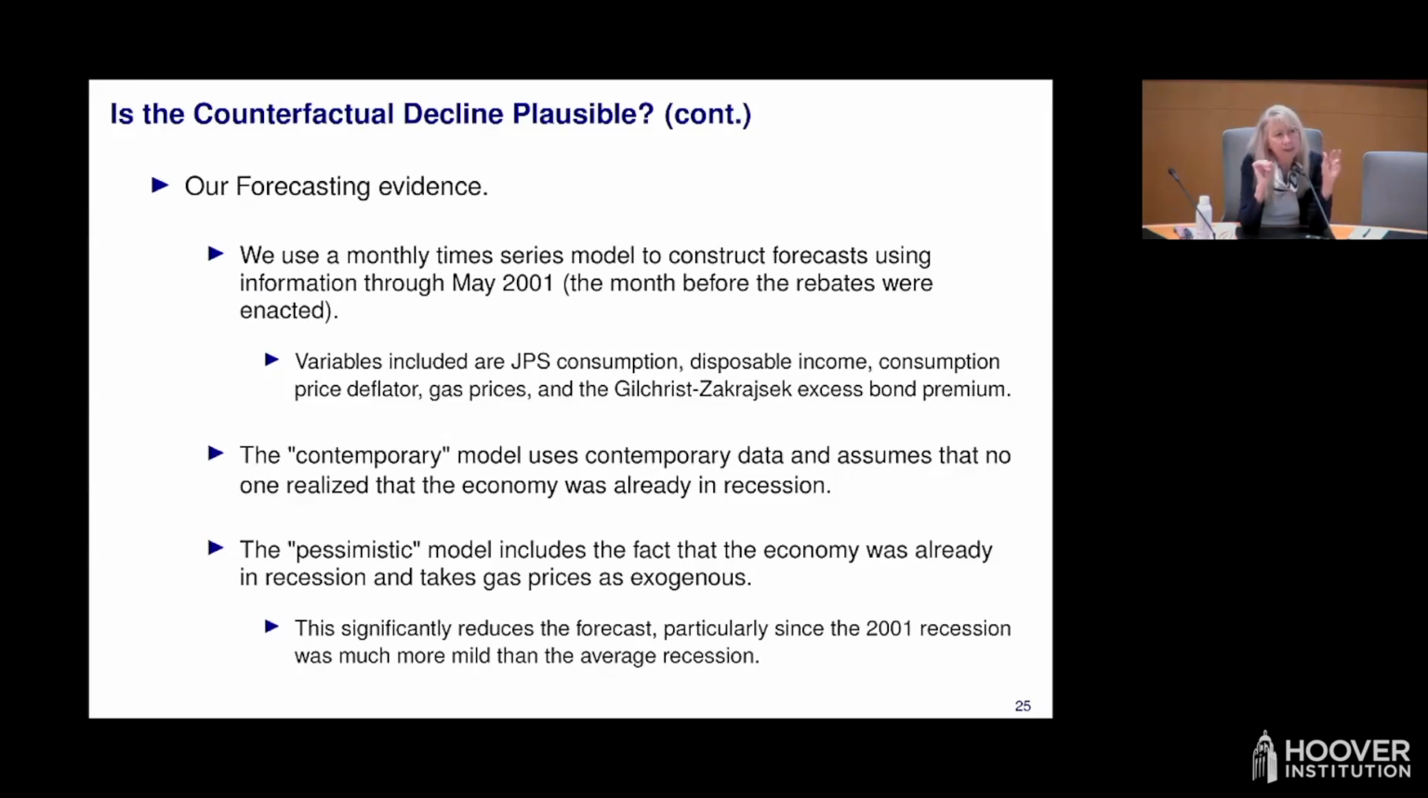So what we call the contemporary model uses information they had since May 2001. It assumes that no one realized that the economy was already in recession, because the recession had started a few months before. The pessimistic model assumes that the economy was already in recession and also takes gas prices as exogenous rather than responding endogenously. This significantly reduces the forecast path, particularly since the 2001 recession was much more mild than the average recession. So putting that recession dummy in there really lowers that path.